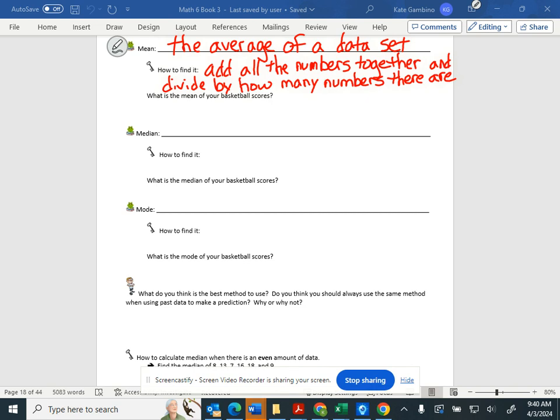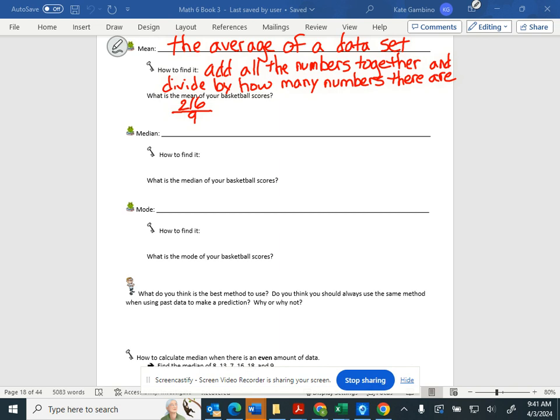Get your calculators out. What is the first thing we have to find? What's our first step that we're going to do with all of those basketball scores? Lauren? Add them all together. What do we get when we add all those basketball scores together? Zelda? 216. So what is my second step? Jimena? You divide how many numbers there are. How many are there, Jimena? 9. So 216 divided by 9.